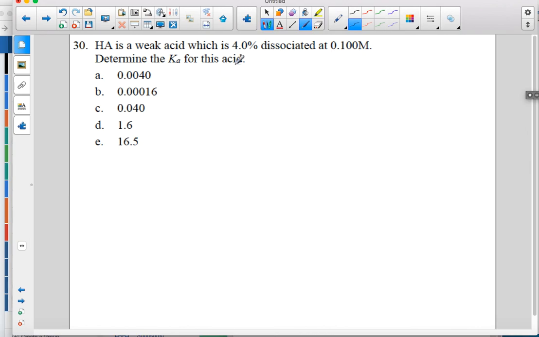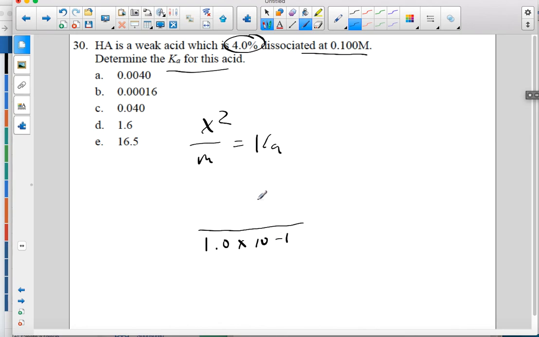Next one. We've got a 4% disassociated acid at 0.1 molar, find Ka. So when we go to do a Ka, remember it's going to be x squared over molarity is equal to Ka. I'm going to take the molarity, 1.0 times 10 to the negative first. Then I have to get the concentration on the top, x squared. It says it's 4% disassociated. 4% as a decimal is that, right?